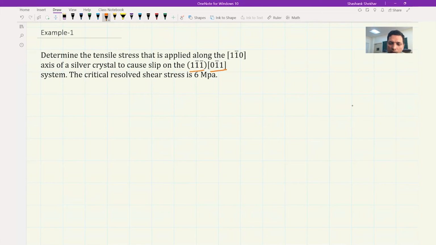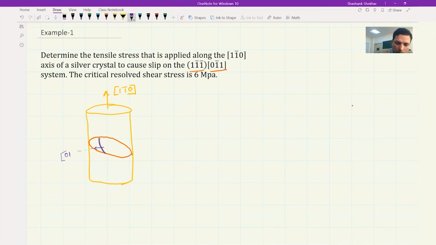So just for the sake of completeness, let me draw the overall configuration. It would look something like this. This direction is 1 bar 1 0, and there is a plane which is 1 bar 1 1, and let's say there is a dislocation over here, and let's say the Burgers vector is like this. So this direction would happen to be 0 1 bar 1. So that is the overall configuration that you have been given.